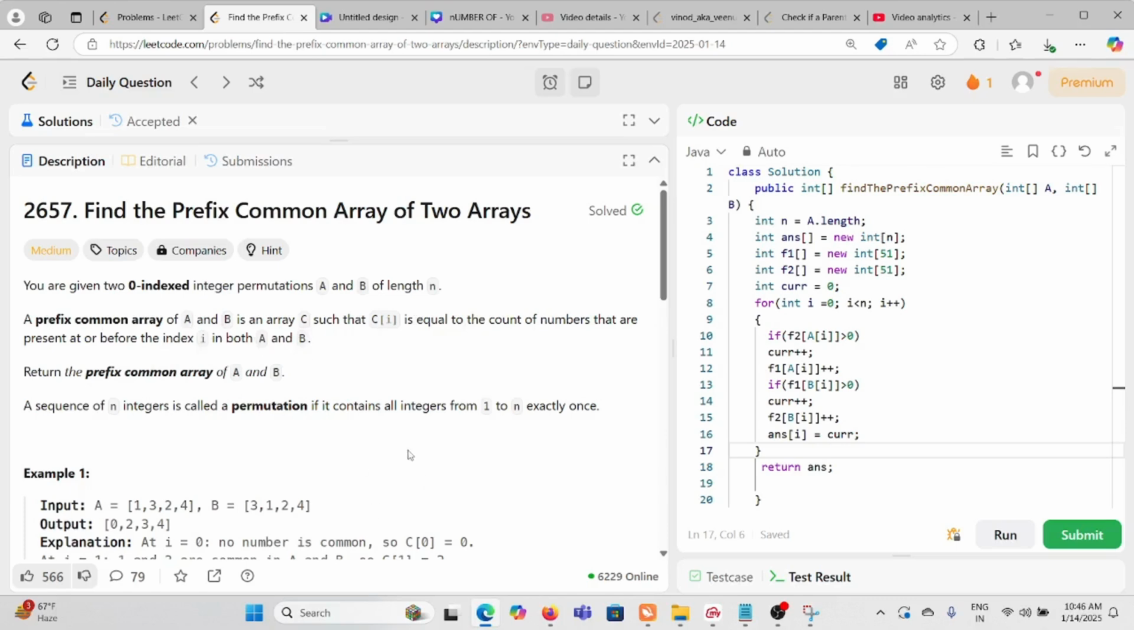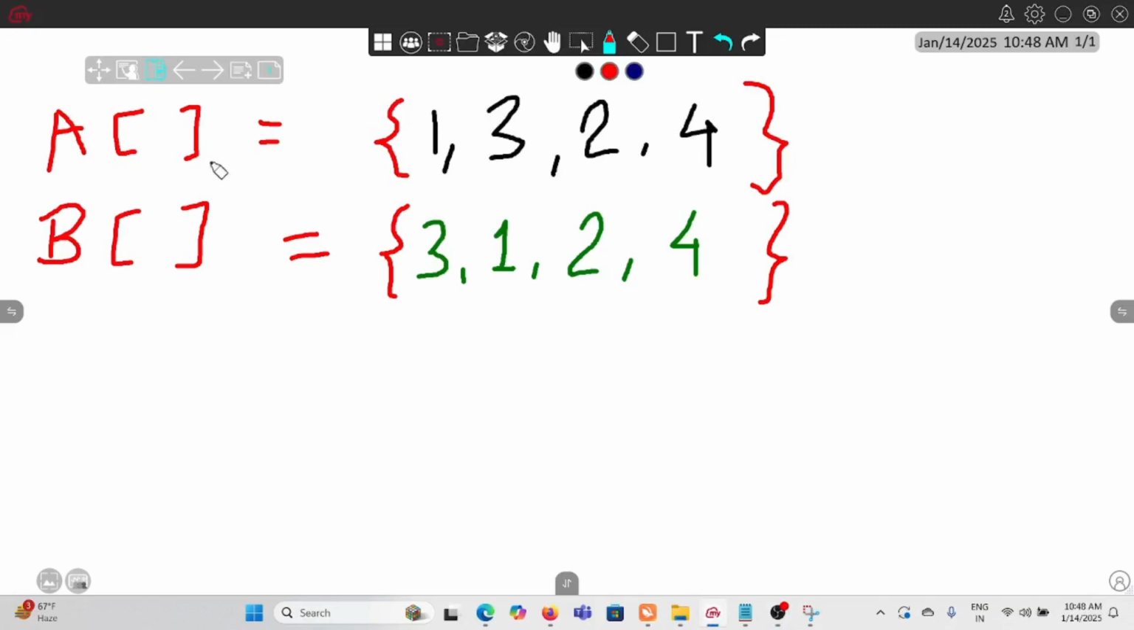So what does it mean? Let's take one example for a better understanding. For example, these are our arrays A and B. Now we have to find its common prefix. So see here, we are starting from here. It is 1 here, and this is 3. So none of them is repeated, right? So what we will do is we will put 0 here.